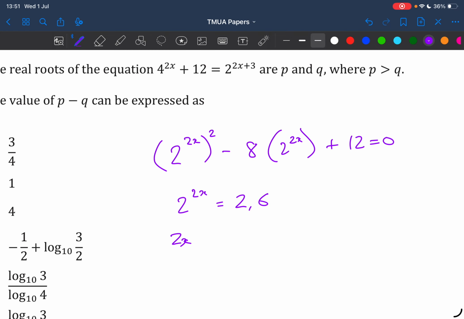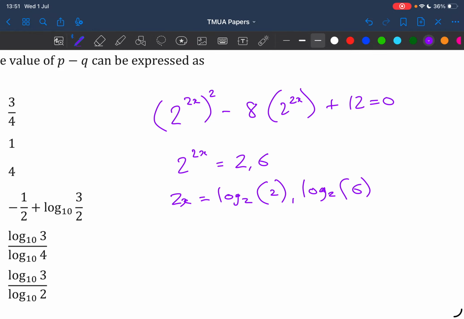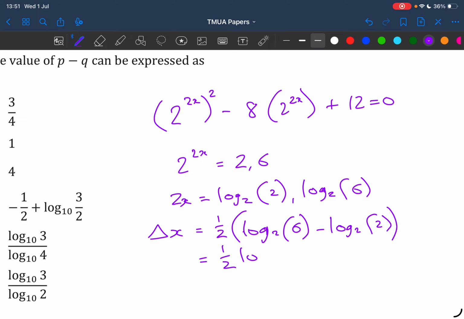Doing that then, what we have is that 2x should be the log base 2 of 2, or the log base 2 of 6. And then we can half them as well, can't we? But we want to find the difference. So the difference in x should be a half of the difference in those things, because a half from the half. You can see the difference in 2x is the difference in those, so half in that. So log base 2 of 6, take away log base 2 of 2. Using that in the middle, we should have log base 2 of 3 in there.